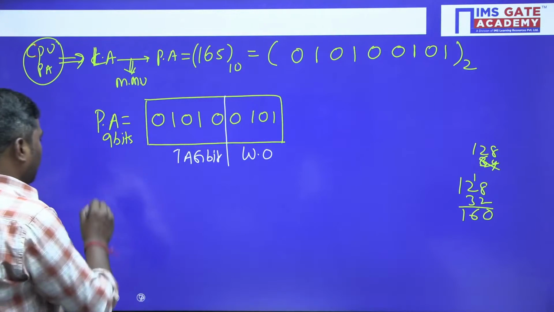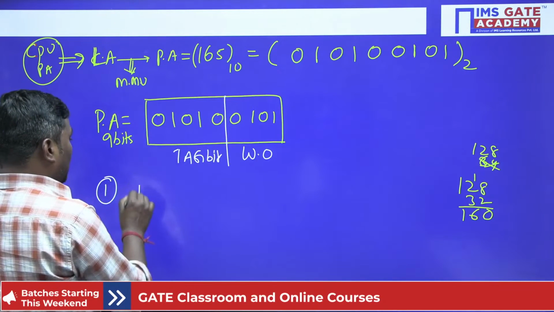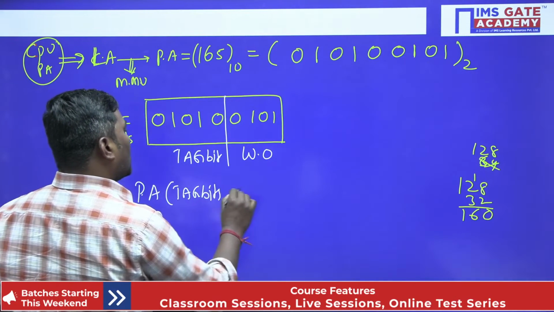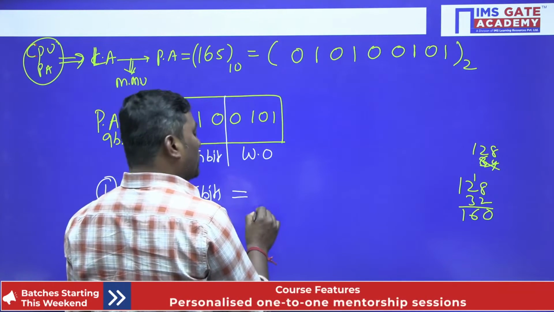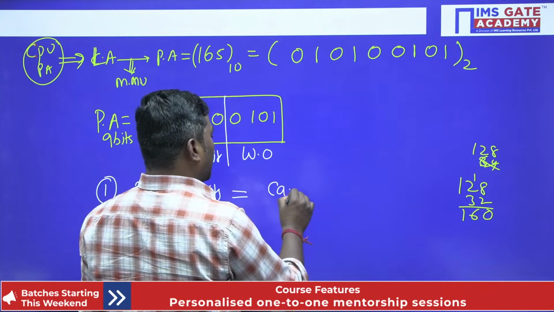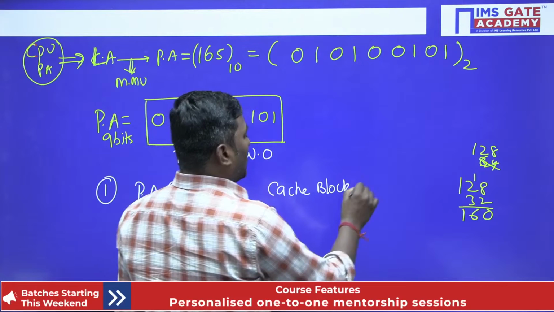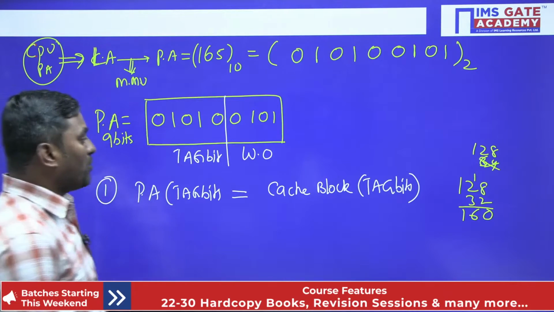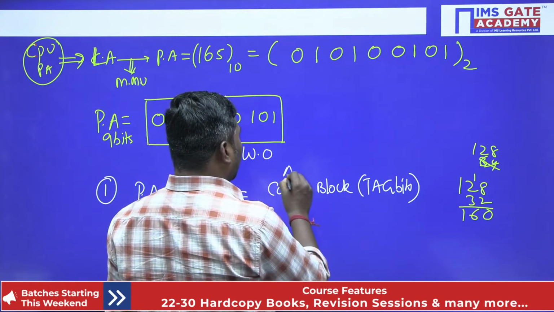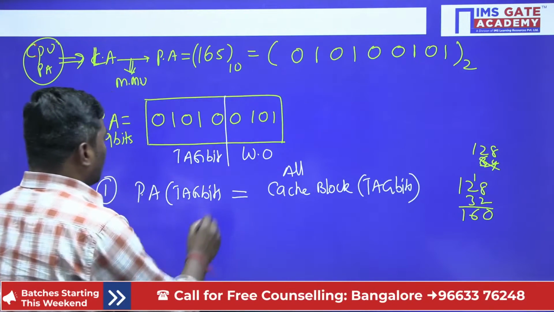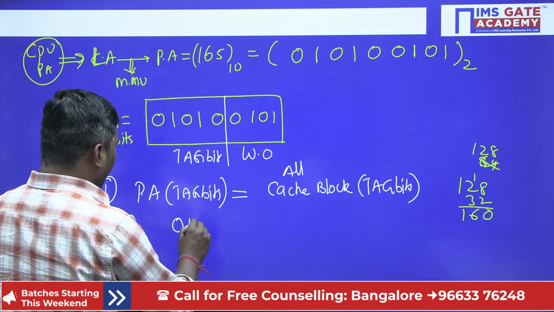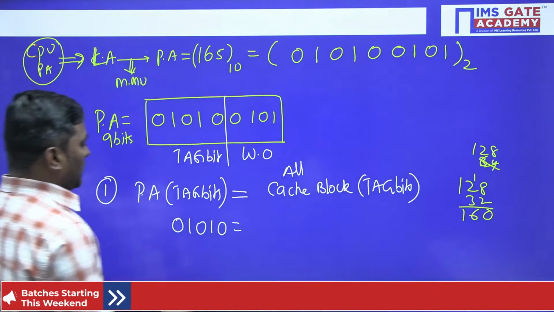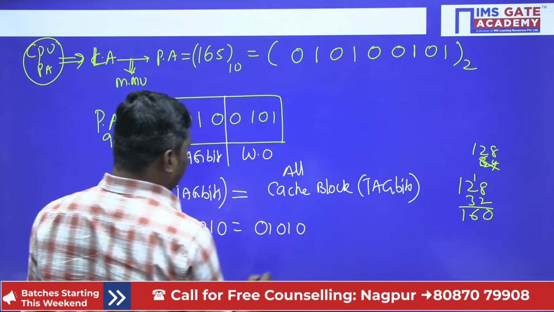What is step number 1? This is the physical address, and its tag bits need to be compared with the cache block tag bits. All the cache blocks you have to compare. So how to do it? Here the tag is 0 1 0 1 0. Now see the first block: 0 1 0 1 0. Is it the same thing? Yes.